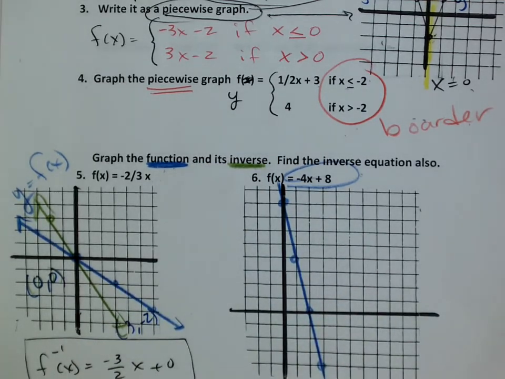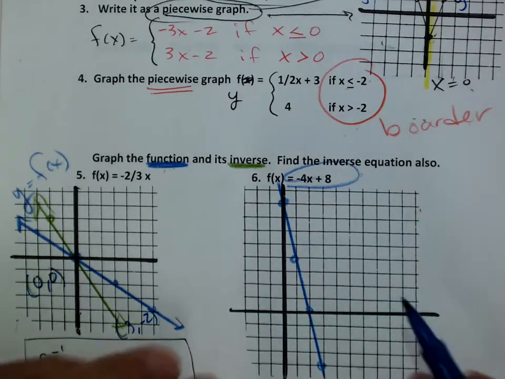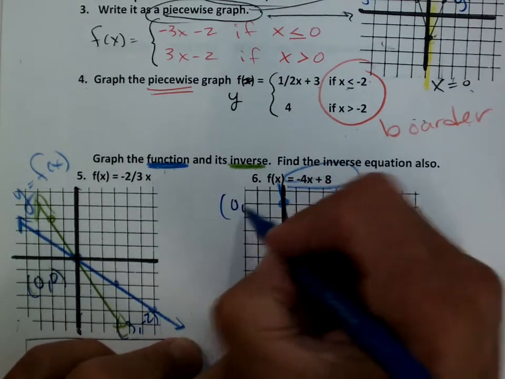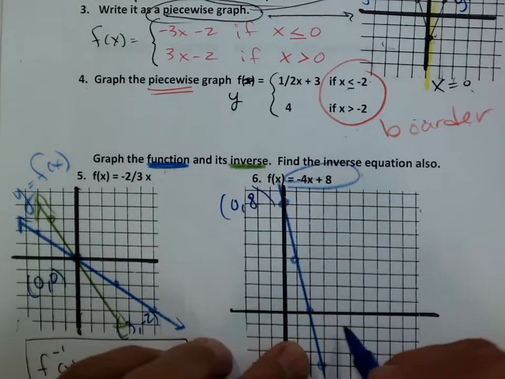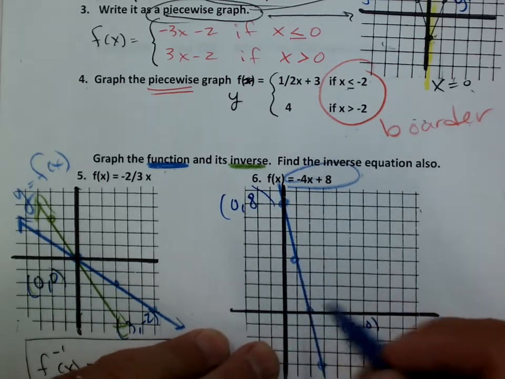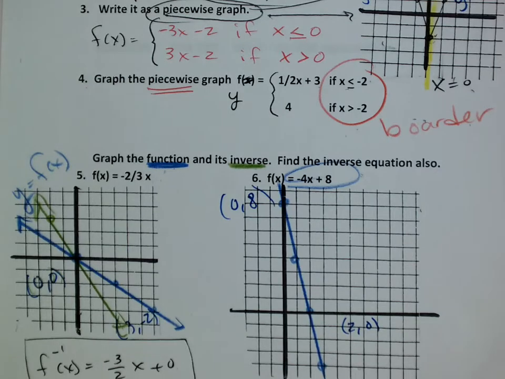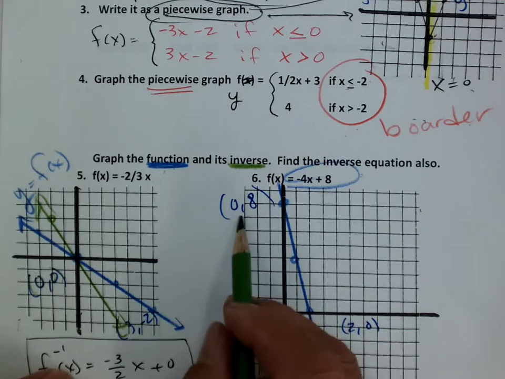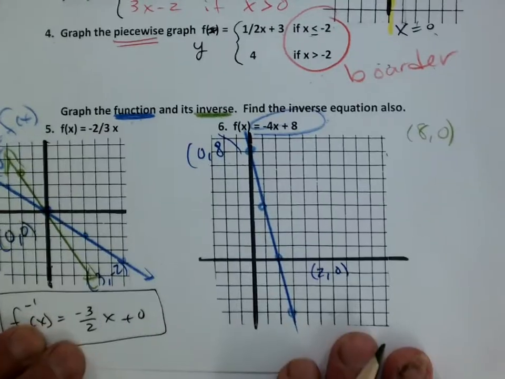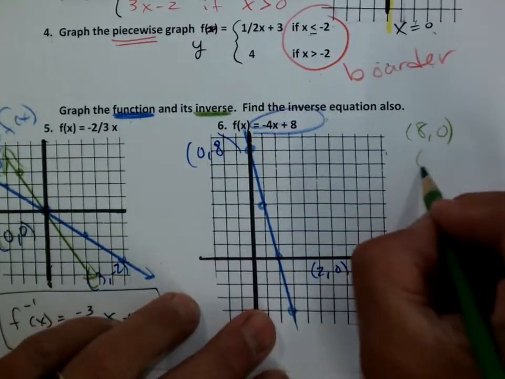Now the inverse. Well, let's just take a couple of points. Let's take way up here at 0, 8, and let's take this point at 2, 0. We can also take 1, 4. So all I'm going to do is switch the points to get the inverse. So 0, 8 becomes 8, 0. And 2, 0 becomes 0, 2.